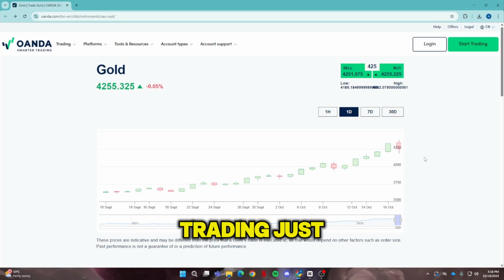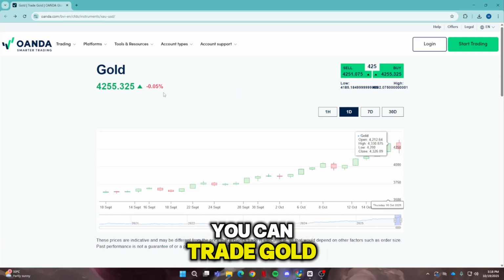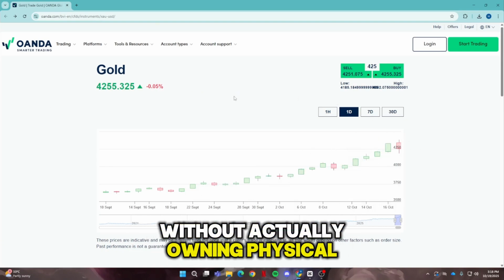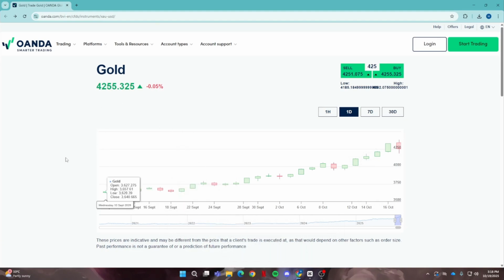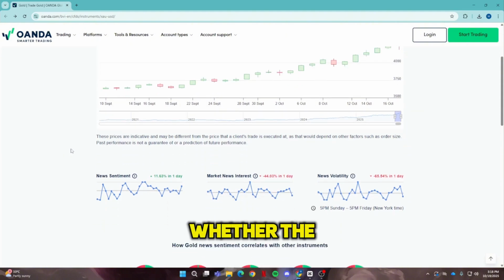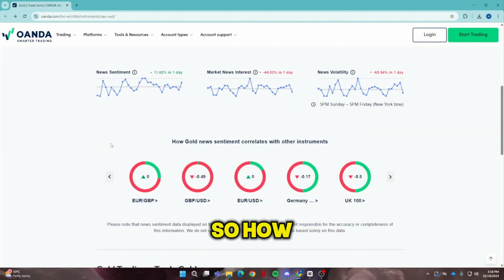So what is gold trading? Just like trading currencies, you can trade gold online without actually owning physical gold. On Oanda, you trade gold through CFDs, which means you're just speculating whether the gold price will go up or down.